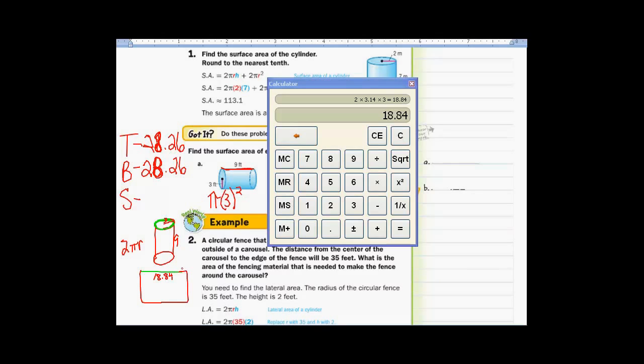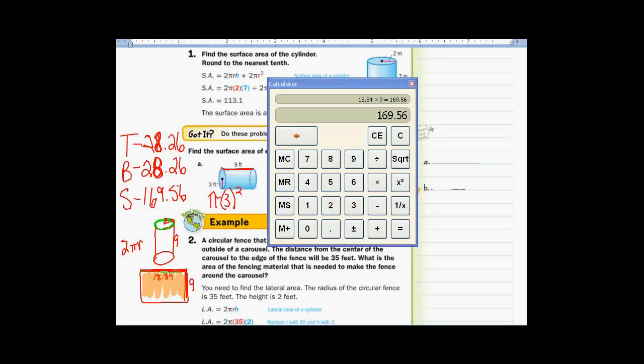is just this. That is not the sides. That is just that length right there. You then have to take that times 9 in order to get all of that inside of here. If I want to know that area, I have to take 18.84 times 9. I get 169.56.